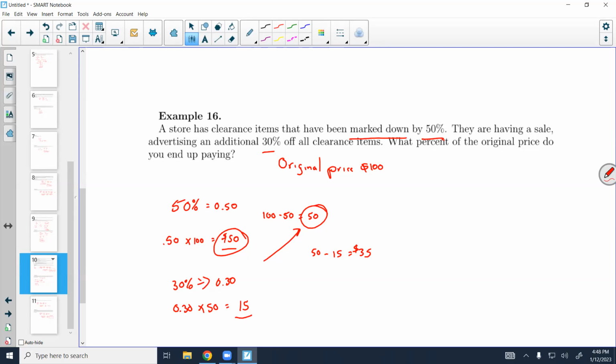So now we have $35, but we want the percent, which again is the part over the whole times 100. Well, our part is 35. Our whole is 100. And now you see why I use the 100. It's easier to calculate the percentage. Because essentially this and this cancel each other out. And we end up with 35%.